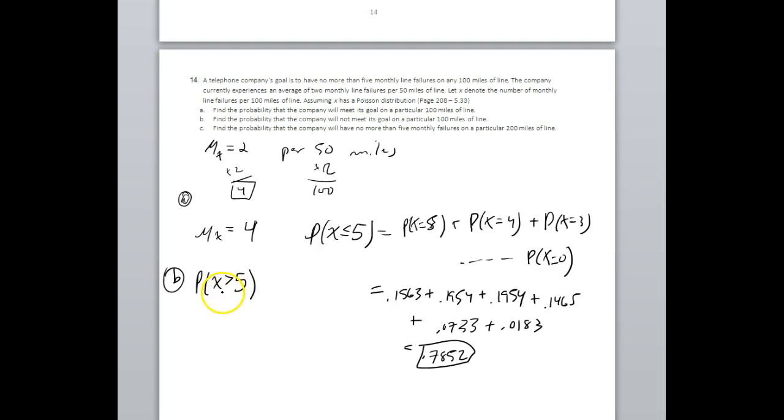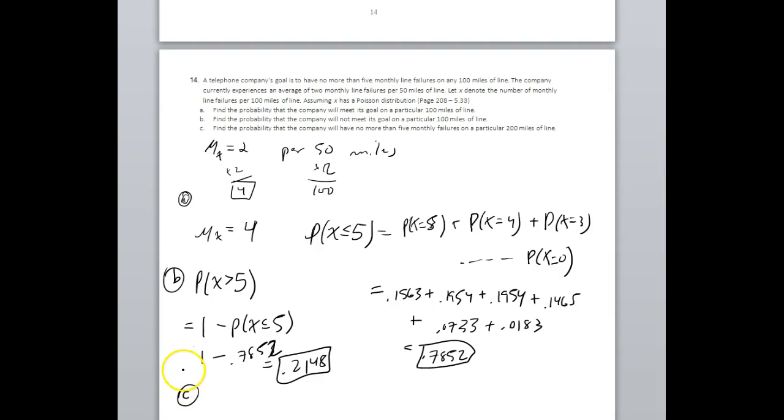So if it doesn't meet its goal, that means its x is going to be greater than 5 failures, which is just equal to 1 minus the probability that x is less than or equal to 5 failures, which is 1 minus what we just calculated, so 1 minus 0.7852 equals 0.2148.